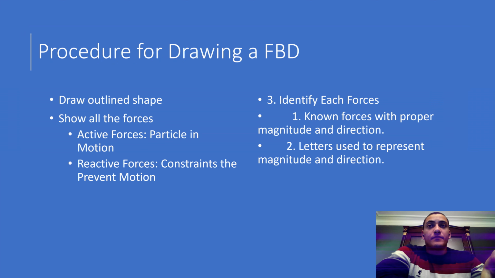So what is the procedure for drawing a free body diagram? Draw the outline shape, show all the forces: active forces, which put the particle in motion, and reactive forces, the constraints that prevent the motion. Identify each force, with known forces given proper magnitude and direction, and letters used to represent unknown magnitude and direction.